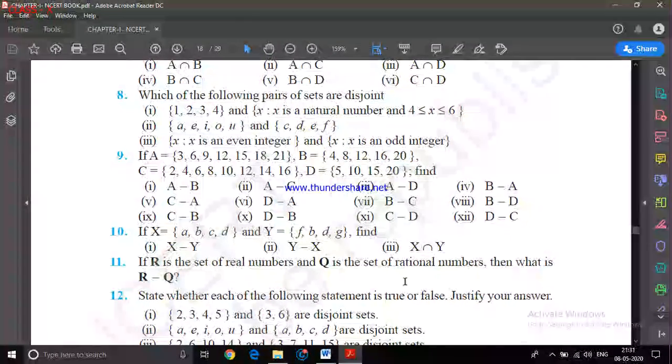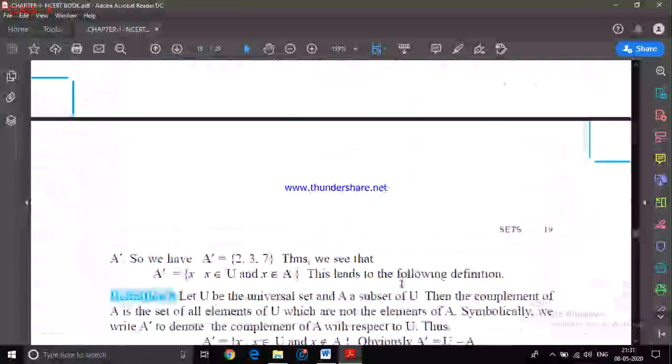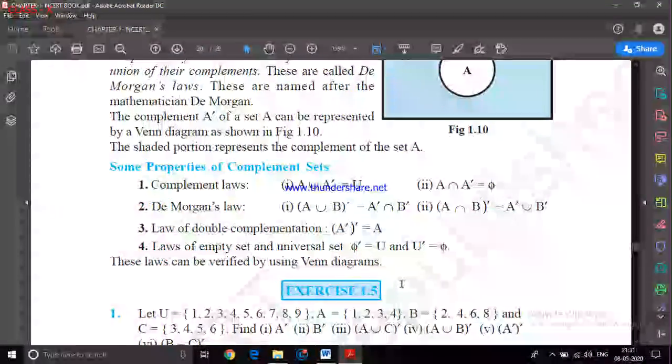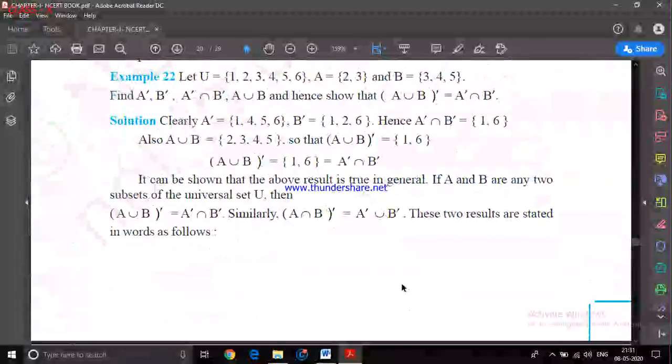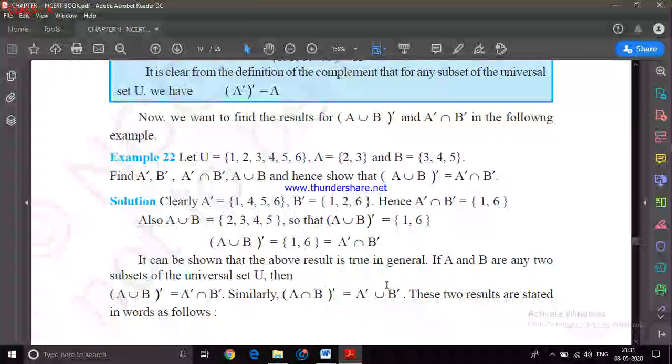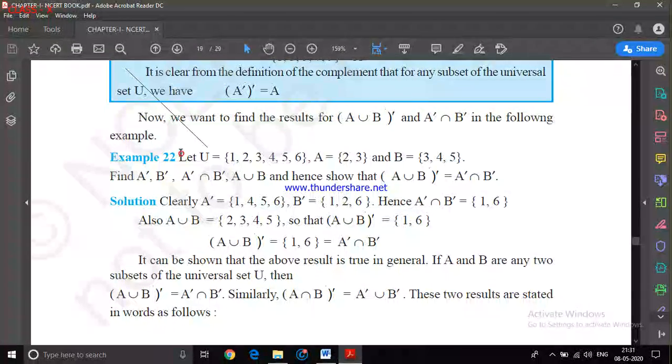Now then the subtractions are given. Then complement also, fifth exercise also, they are given the example. Let's see if any examples they are given. Yeah, one of the examples is given here. Universal set is given as 1, 2, 3, 4, 5, 6. A is given 2, 3, and B is given 3, 4, 5. So first I have to find A complement, B complement, A complement intersection B complement. Then you find A union B and all, and verify this relation.